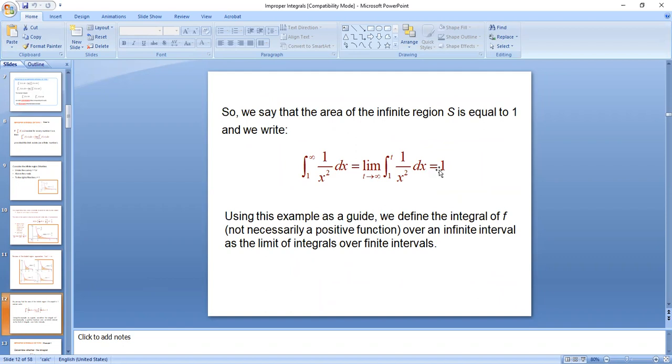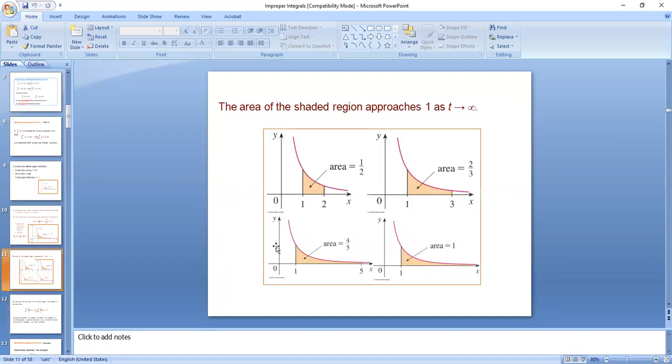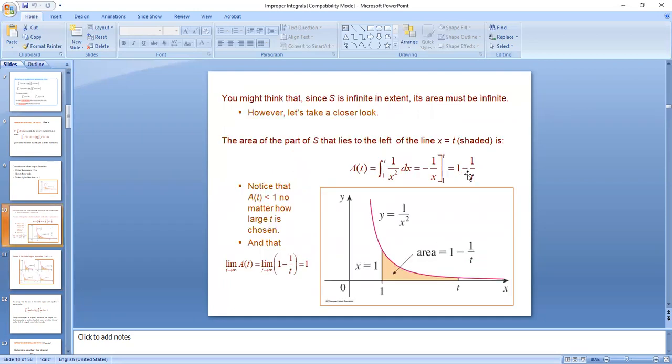Okay? The graphical interpretation of this limit of the integral applied on this improper integral is illustrated here for the same function in 4 different conditions, wherein we substituted the values 2, 3, 5 to t. So if we substitute t, which is 2, this would be 1. Remember, our answer is 1 minus 1 over t.